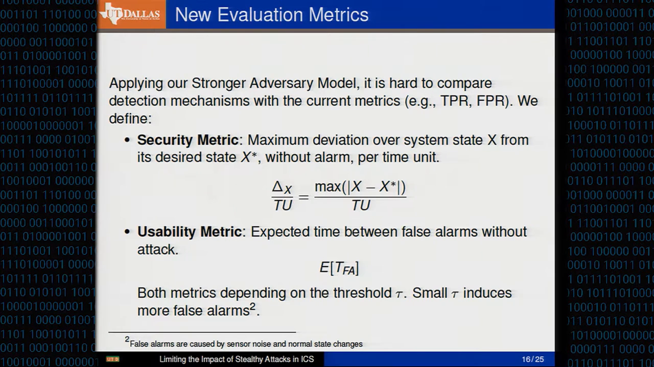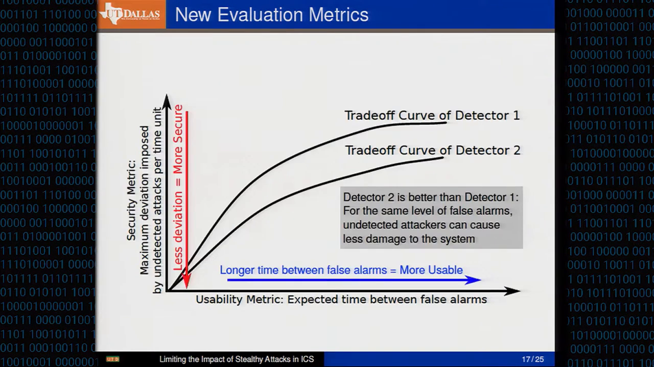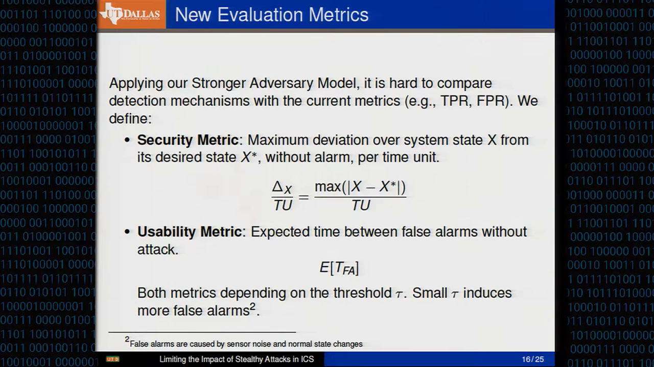Previous evaluation metrics for anomaly detection have been based on the trade-off between true positive rate and false positive rate. But in the presence of this stronger adversary model, of course, we don't have any detection. That means that we cannot count any true positive rate. Moreover, we are forcing our attacker to launch attacks that will deviate the behavior of the system, but will follow it closely. And by following closely the behavior of the system or the physical process, we claim that this attack will have a minimum impact. Therefore, the trade-off is not true positive rate versus false positive rate, but false positive rate and the impact of stealthy attacks. So that's why we propose a new metric that is a security metric.